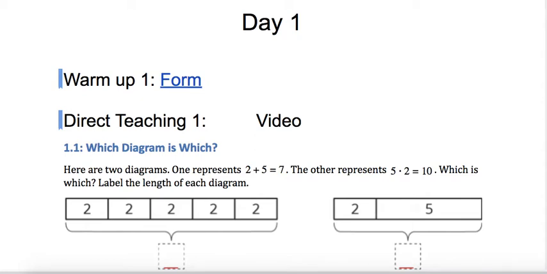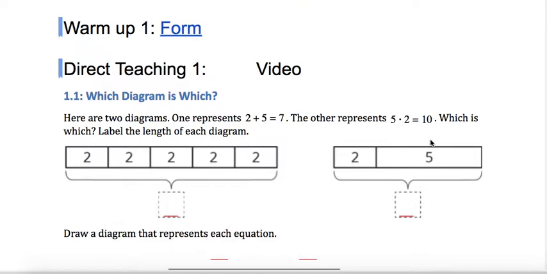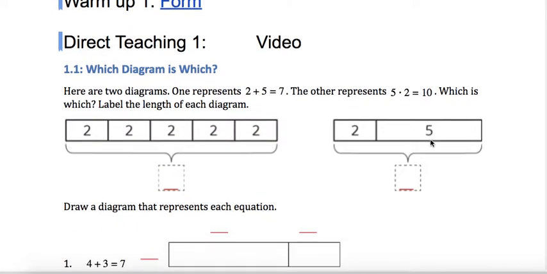We are now into checkpoint 3 of expressions and equations. It's called solve equations, and we'll be doing that by looking at tape diagrams. So here are two tape diagrams. One represents 2 plus 5 equals 7. The other represents 5 times 2 equals 10. Which is which? You're going to label the length of each diagram to identify it. And just as a reminder, this is Direct Teaching 1.